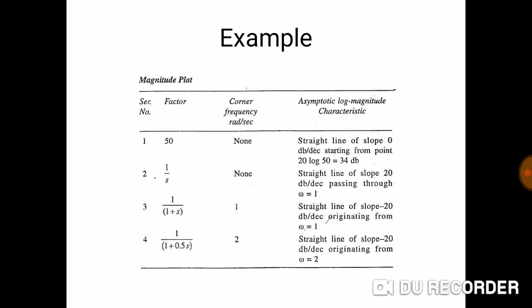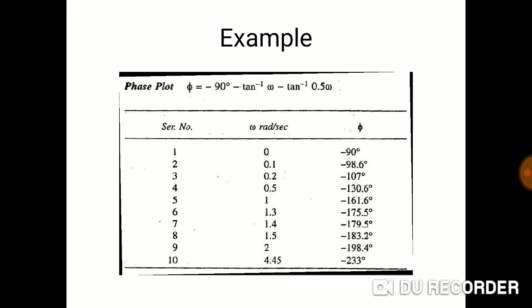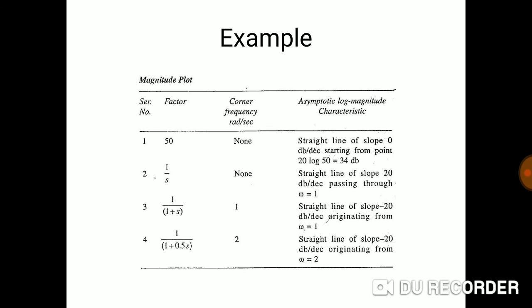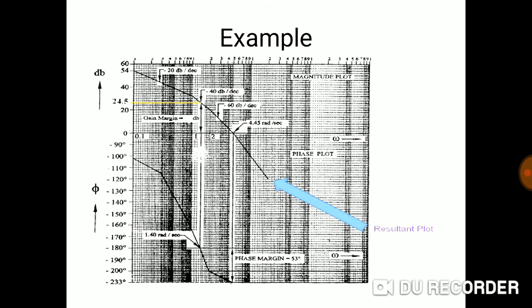Here we have listed it. The first is 34 dB, so it will start at 34. Then the next one is minus 40. Why minus 40? Because here it is minus 20, then minus 20 again, so the slope is minus 40. So here a minus 40 dB line is there.